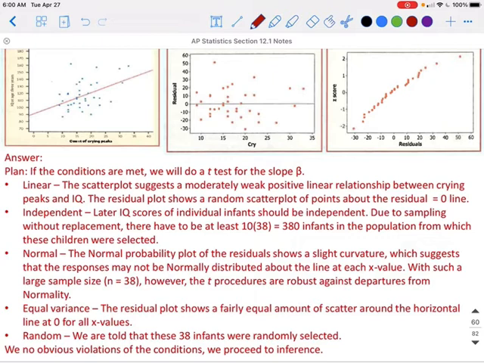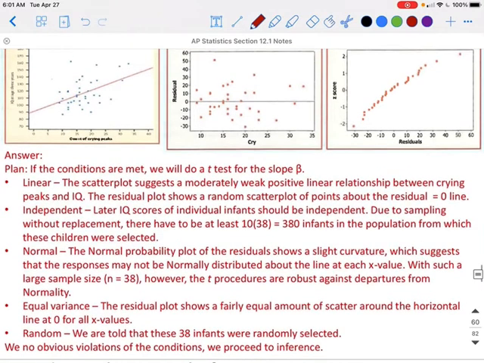Next, we're going to look at independence. Later IQ scores of individual infants should be independent. Due to sampling without replacement, we do have to check that 10% condition, so we can assume there are 380 infants in the population from which these children were selected. Next is normal. The normal probability plot of the residuals, the graph all the way to the right, shows a slight curvature, which suggests that the response may not be normally distributed about the line at each x value. However, with such a large sample, our sample is 38, the t procedures are robust against departures from normality.